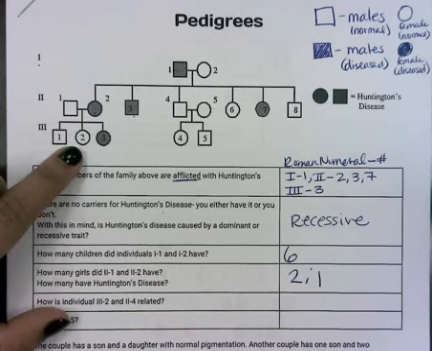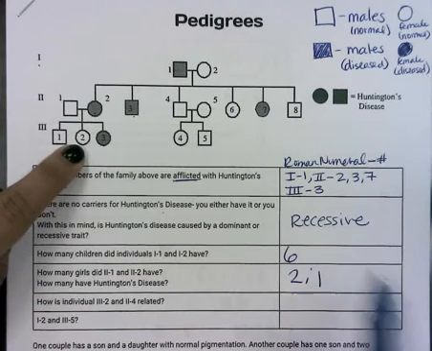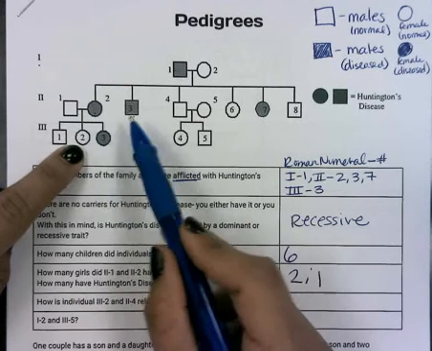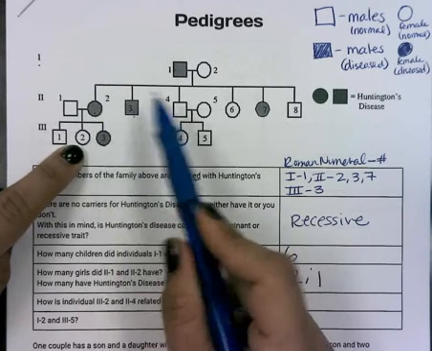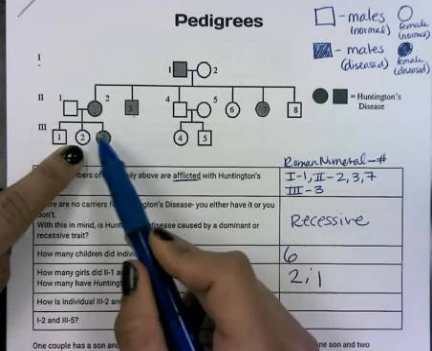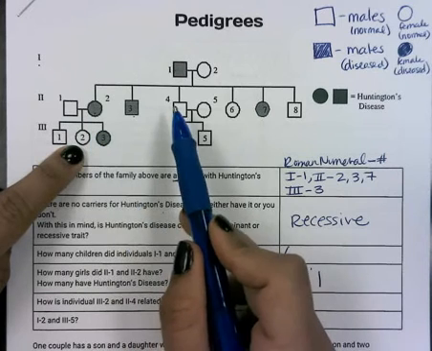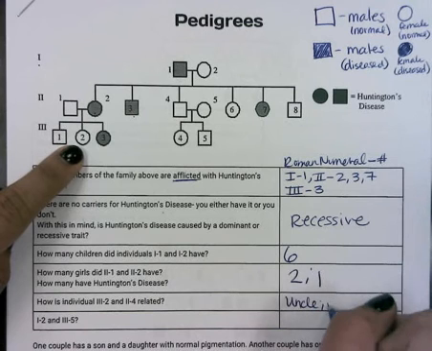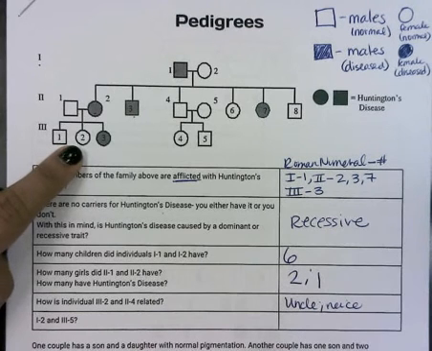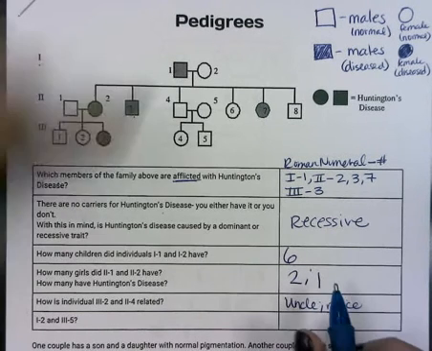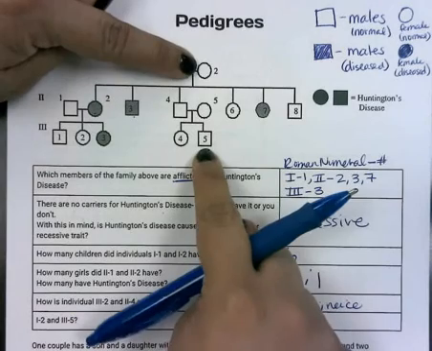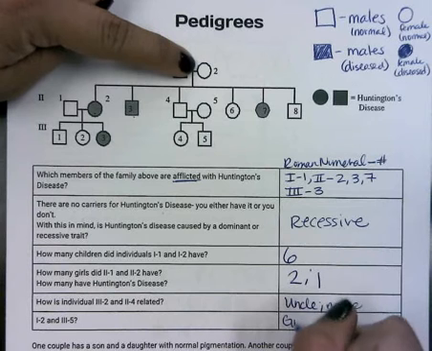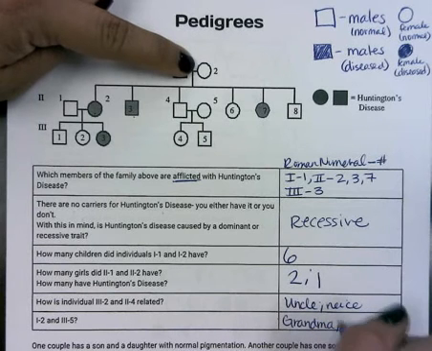Okay, how are individuals 3-2 and 2-4 related? So 3-2 is right here by my finger, and 2-4 is by my pen. So this is her mom, and that's her mom's brother, so that's her uncle. So this to her uncle would be her niece. So this is an uncle and niece relationship. Okay, how are 1-2 and 3-5 related? How are these two related? That would be grandma and grandson.